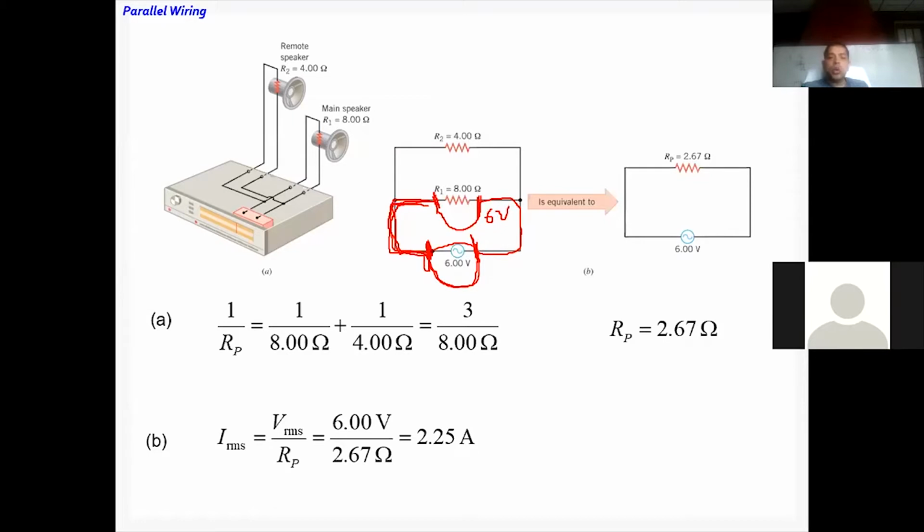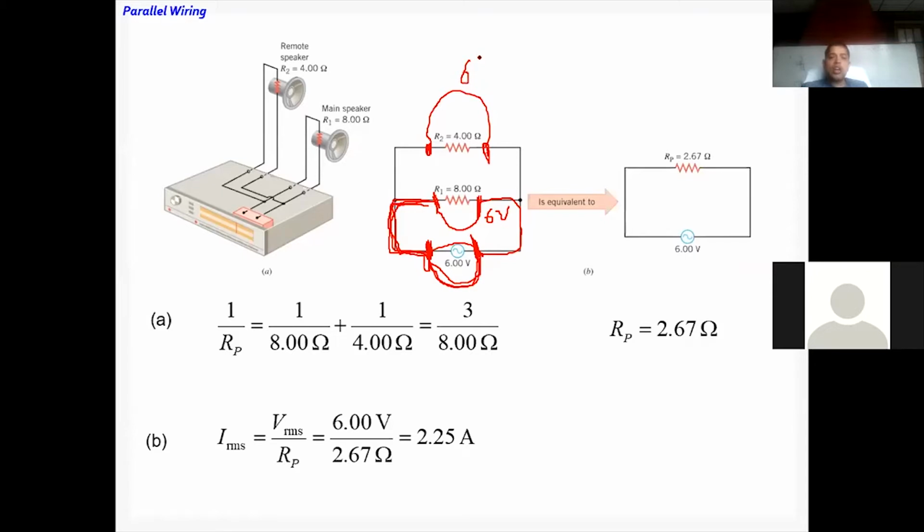Similarly, this is connected to this point by wire only, okay? This point is effectively this point. They are the same point again. So since the voltage between these two points is 6, the voltage between these two points is also 6.